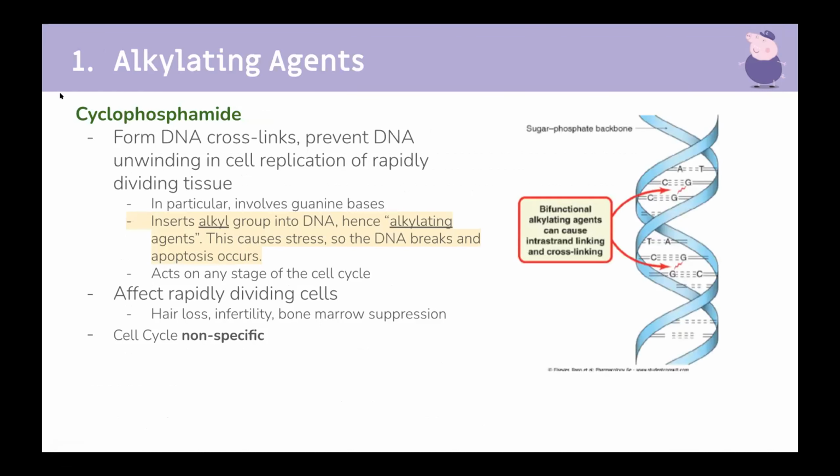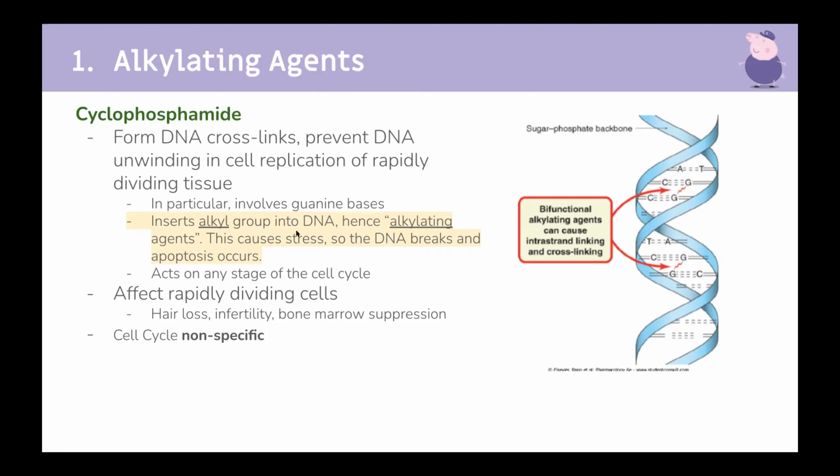Okay. So the first class of anti-cancer drugs are alkylating agents, and example is this drug. And it will basically form DNA cross-links and prevent DNA from unwinding in cell replication. So it will kind of join these two, for example, guanine bases. And then that means that when the DNA wants to unravel for DNA replication, it will be affected, and hence it can't have that replication happening. Okay. In particular, it targets guanine bases, and it inserts onto the alkyl group of DNA. Hence, it's called alkylating agents.